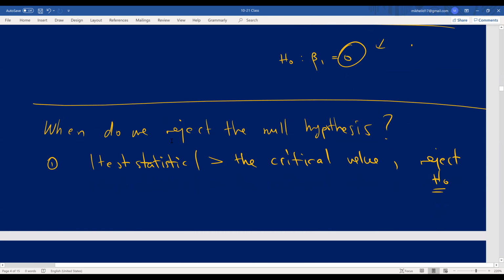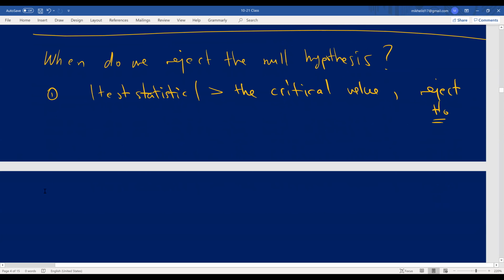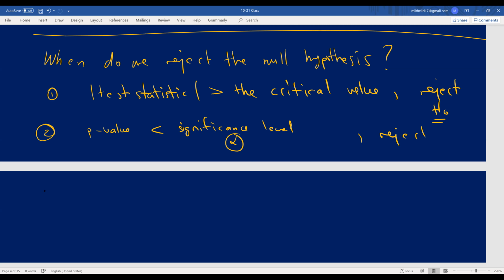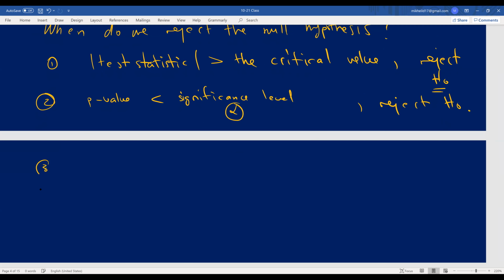What is the second method? Can you tell? When the p-value is less than the significance level, which is usually alpha, right? Reject H null. And then there's another one that you probably did not remember well, but that's okay. That's why I'm here.